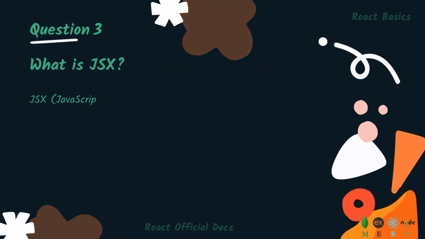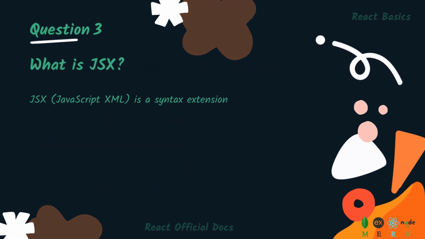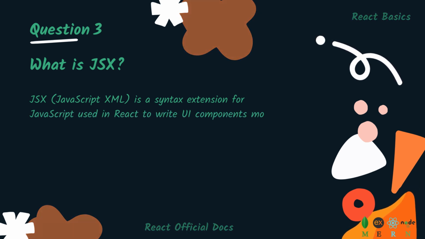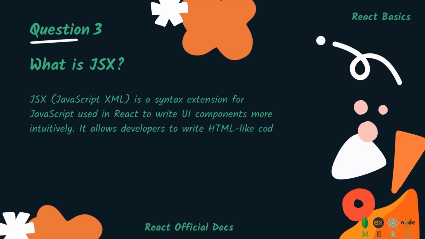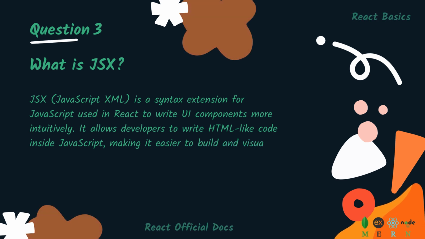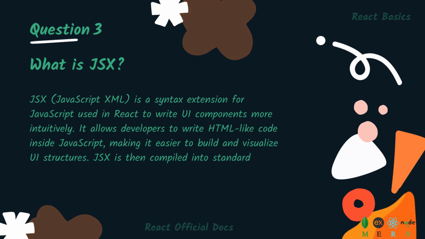What is JSX? JSX, JavaScript XML, is a syntax extension for JavaScript used in React to write UI components more intuitively. It allows developers to write HTML-like code inside JavaScript, making it easier to build and visualize UI structures. JSX is then compiled into standard JavaScript using tools like Babel.